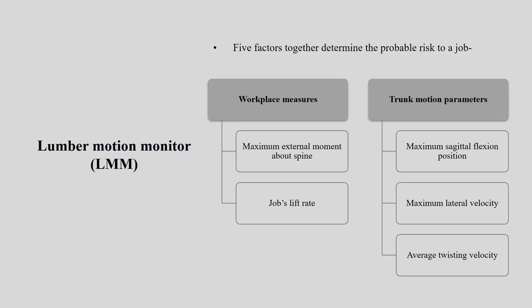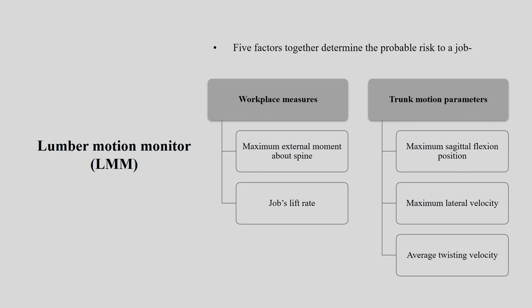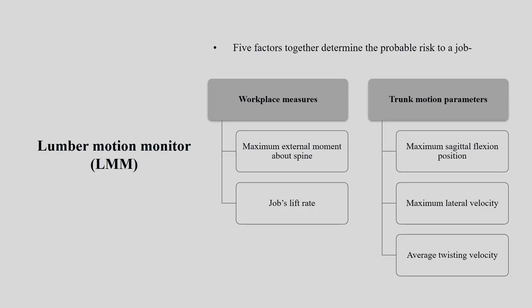Now, five factors together determine the probable risk of a job when using the LMM. Two are workplace measures and three are trunk motion parameters. Under workplace measures, we have the maximum external moment about the spine and the job's lift rate, meaning the lifting rate. For trunk motion, you have the maximum sagittal flexion position in the sagittal plane, what the maximum flexion is, the maximum lateral velocity, and the average twisting velocity. So these are the five factors you are going to determine using the LMM.